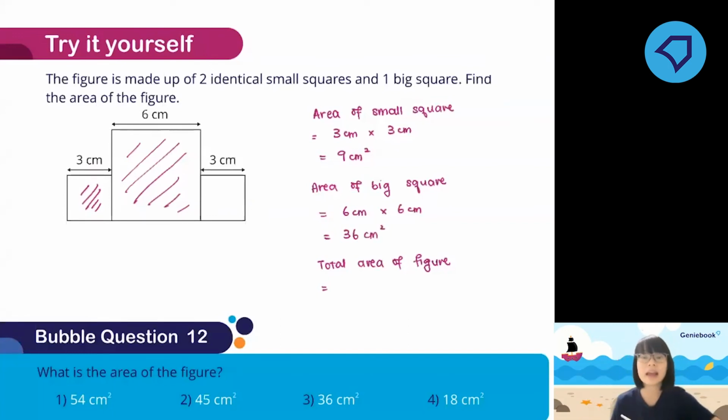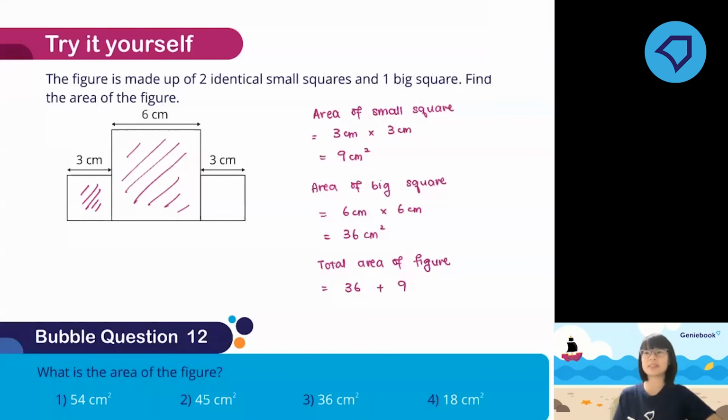So if I want to find the area of the whole figure, I need to take the area of the big square plus 2 small squares. So if I were to write 36 plus 9, is that correct? Am I missing something? Can you guys help me? No? 36 plus 9 is the final answer? What am I missing?